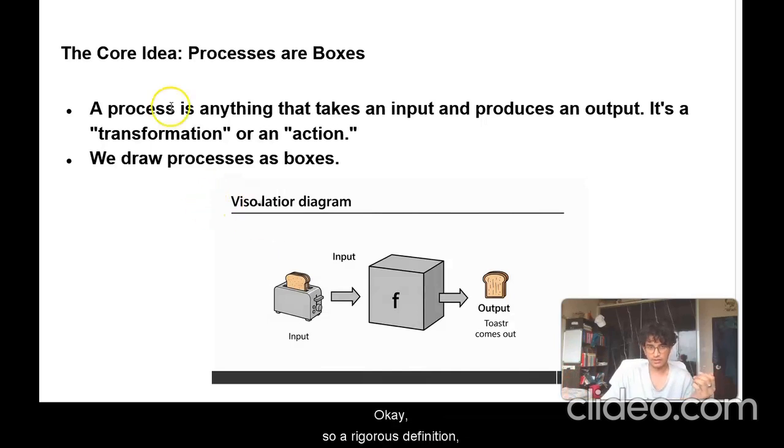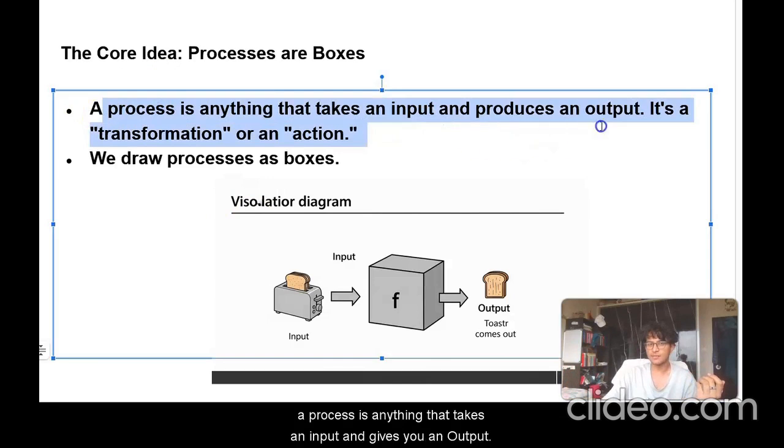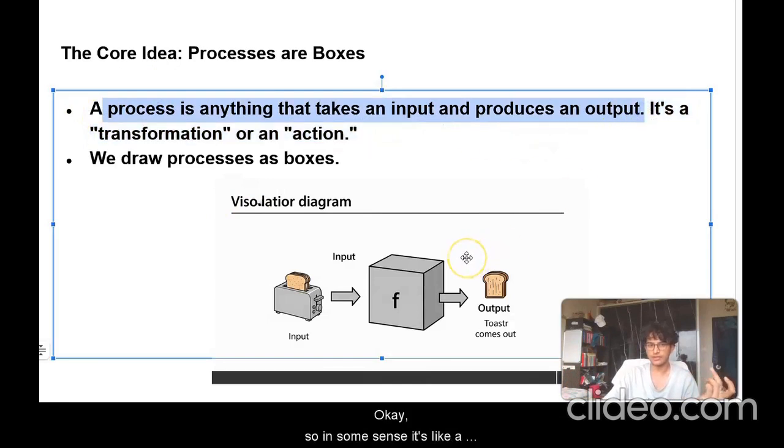Okay, so a rigorous definition: a process is anything that takes an input and gives you an output. In some sense, it's like a transformation on a general class of objects. Here you have an input that is just a toaster containing bread, and your output is toasted bread. So this in the middle is the act of toasting said bread. So toasting is the process.